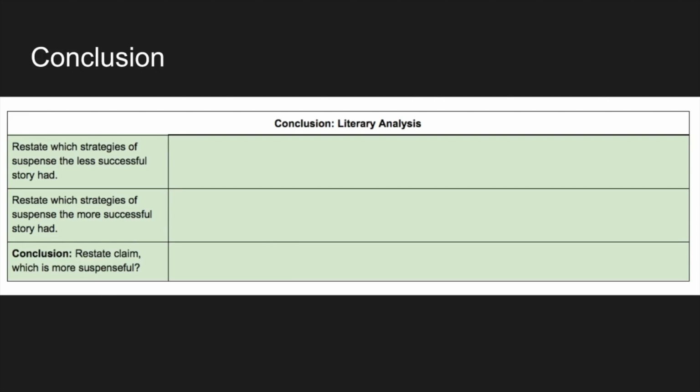For the conclusion, you want to restate which strategies of suspense the less successful story had, and then the more successful story. And then the conclusion is really, really like the most important part of your paper. So restate the claim, but really reiterate to your readers which one's more suspenseful and why. This is where you're really showing that you understand the literary analysis piece. So really focus on this last conclusion piece and really elaborating there.